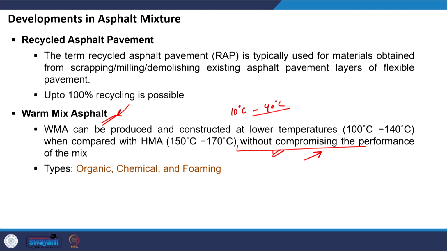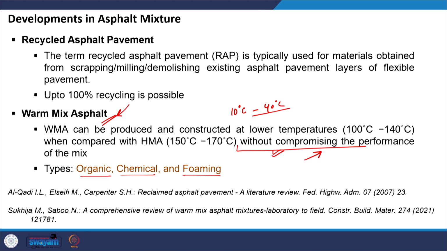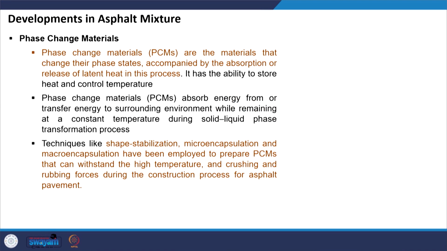Warm mix asphalt can be broadly divided into three categories. We have organic, chemical and foaming based technologies. They all work on different principles and mechanisms, and all are intended to reduce the production temperature of bituminous mixtures. Then we have phase change materials, again an interesting material to explore. It is a relatively new technology that is being explored in the area of asphalt mixtures.